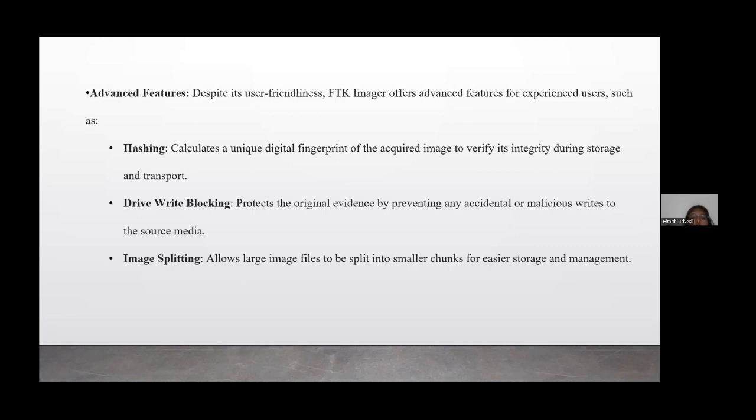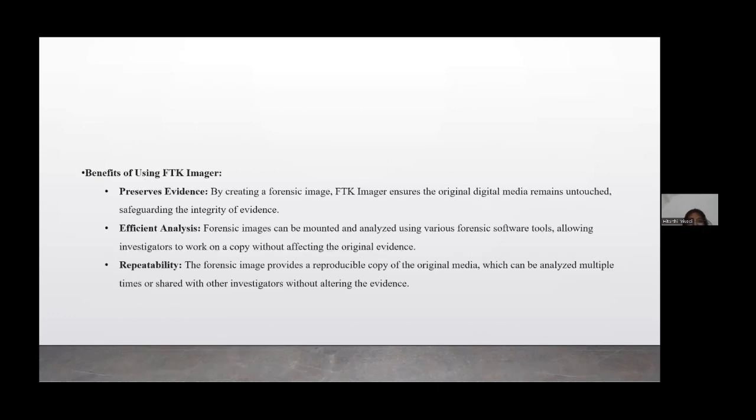Next is hashing, which calculates a unique digital fingerprint during storage and transport. Next is image splitting, allowing a large file to be split into smaller chunks. As I told you, in imaging, compression may take place. The larger file is obtained in a smaller size in archive form. That is what it is all about.